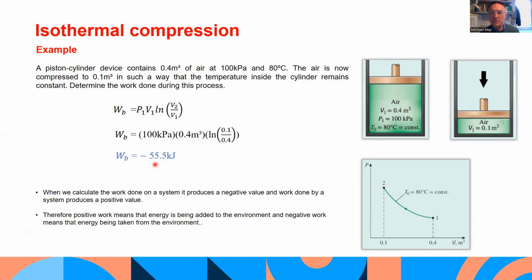So it's a compression. What's happening there is work is being done on the system by the environment. So we have a negative value during the compression. If it was positive, it would mean the system is actually doing work for us and giving it to the environment.